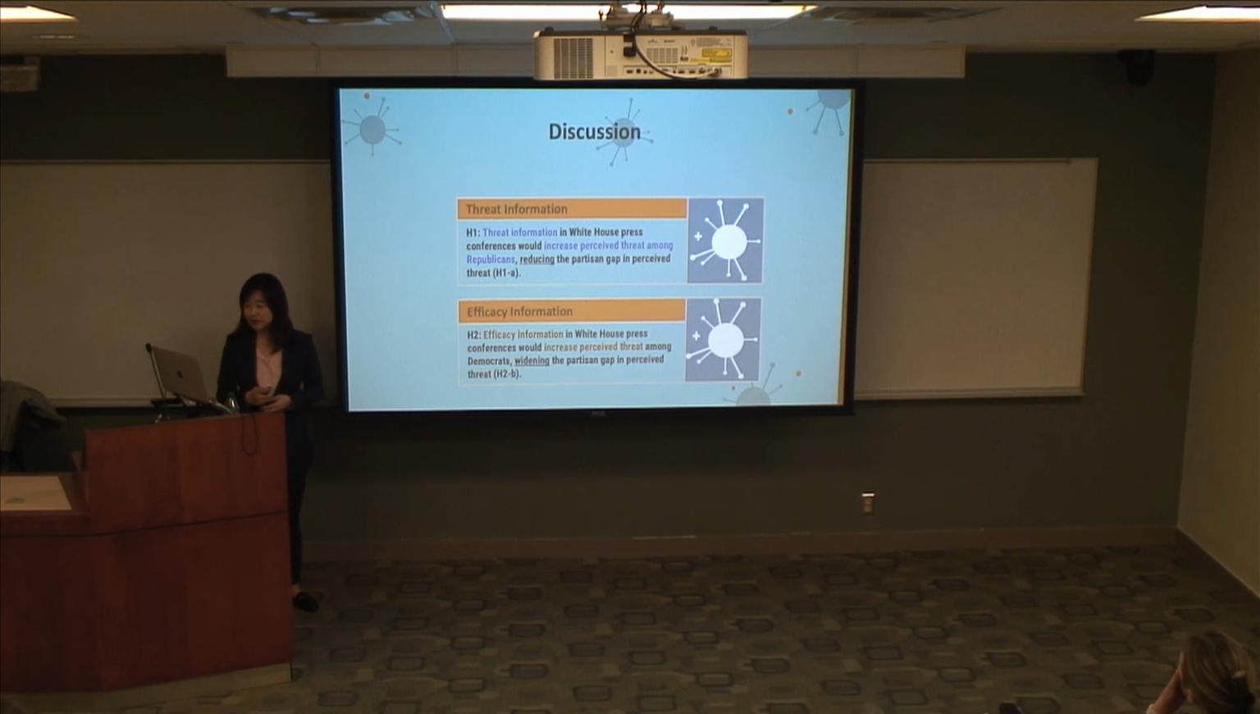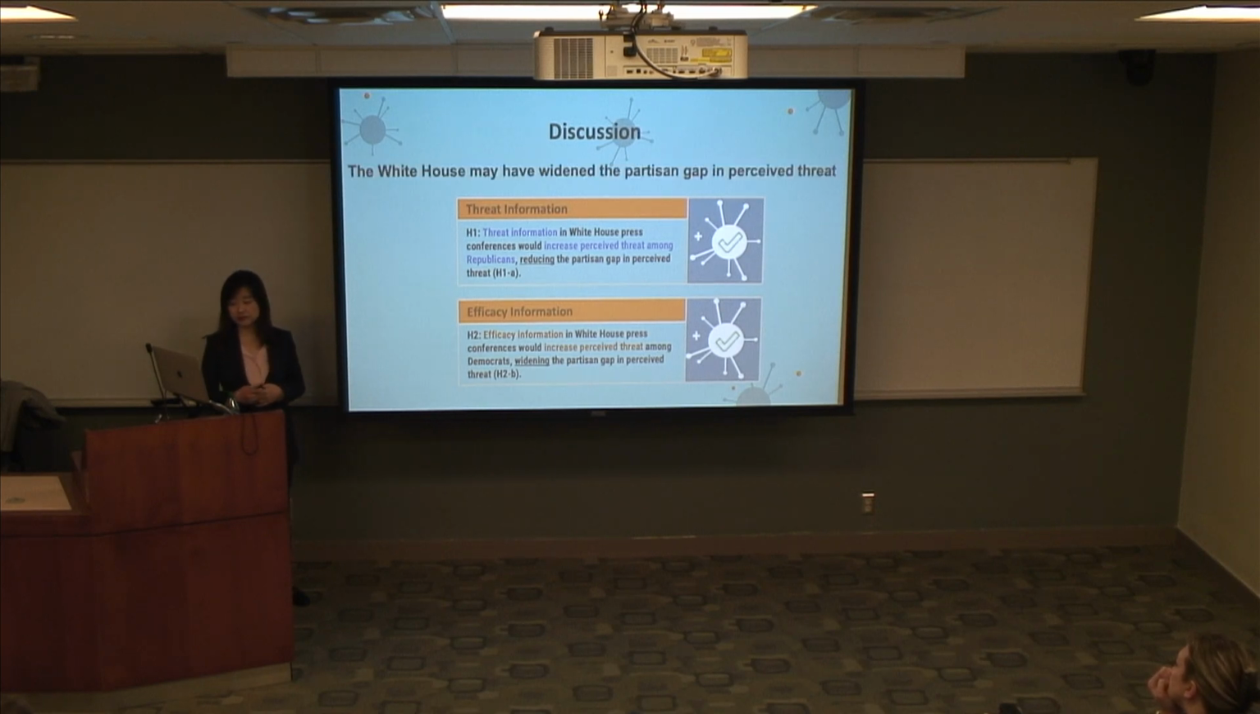The results basically show that our hypotheses were supported. However, recall that the White House delivered more efficacy than threat in their press conferences. So the effects of threat information on reducing the partisan gap might be canceled out by the effects of the excessive efficacy information from the White House briefings. In other words, the White House may have widened the partisan gap in perceived threat.